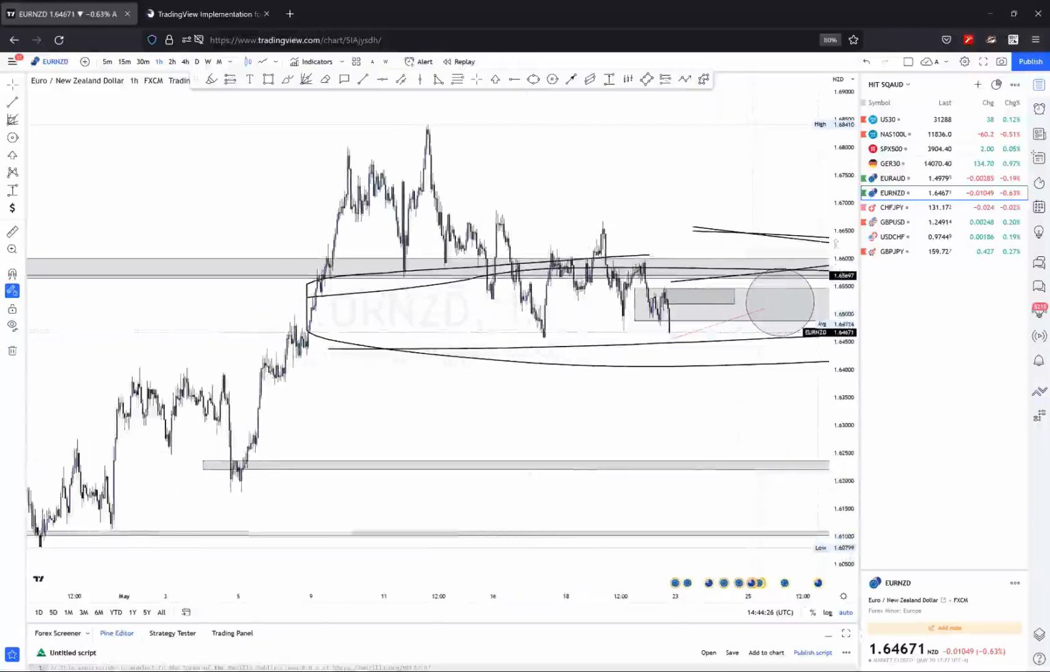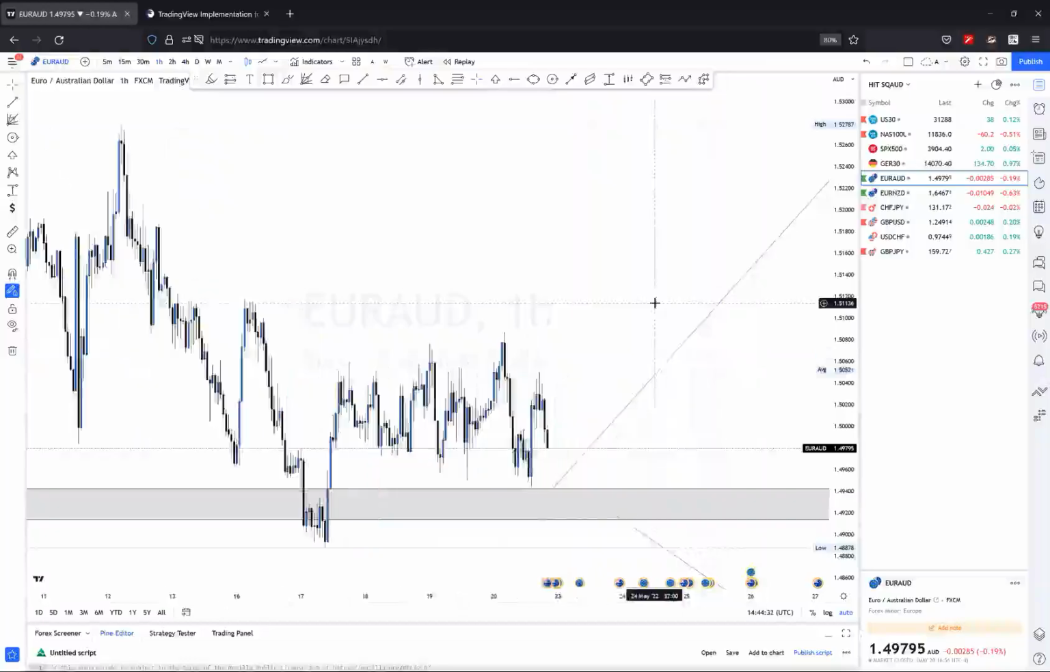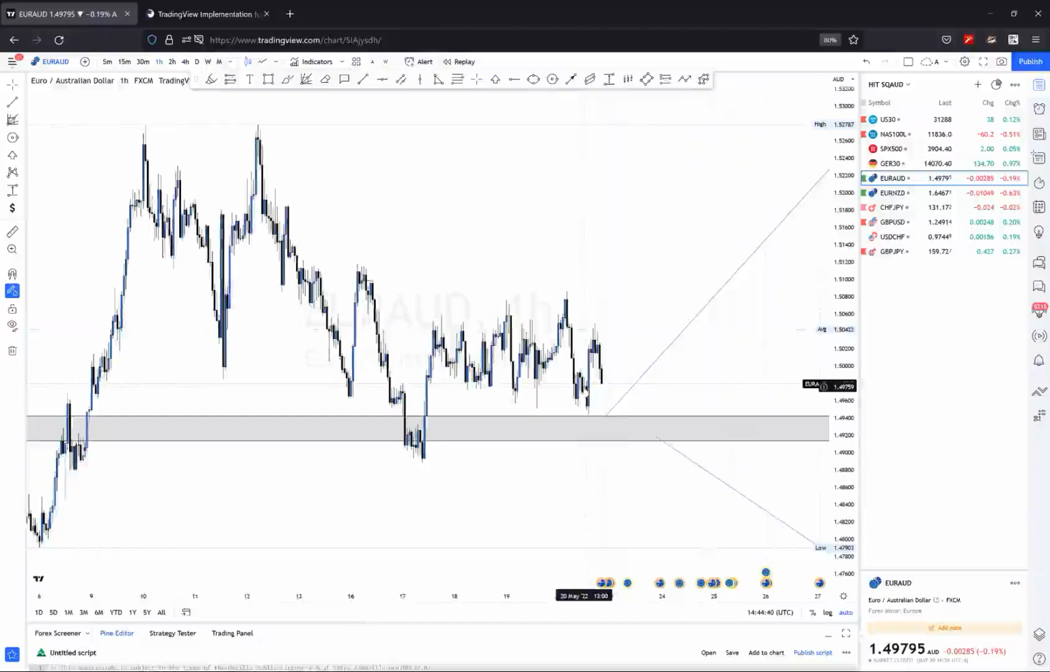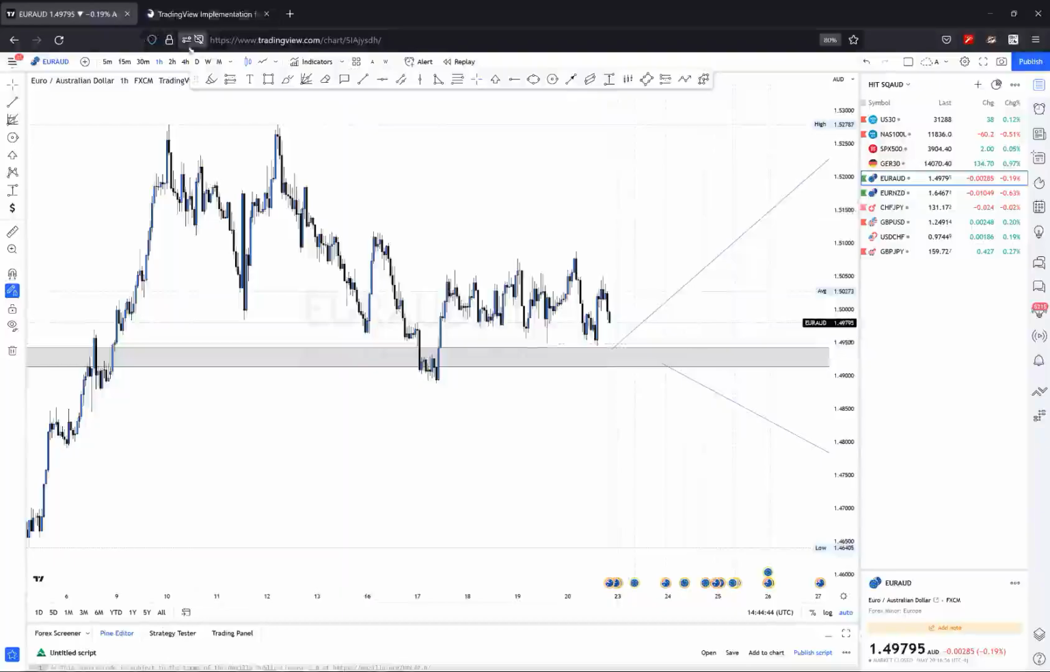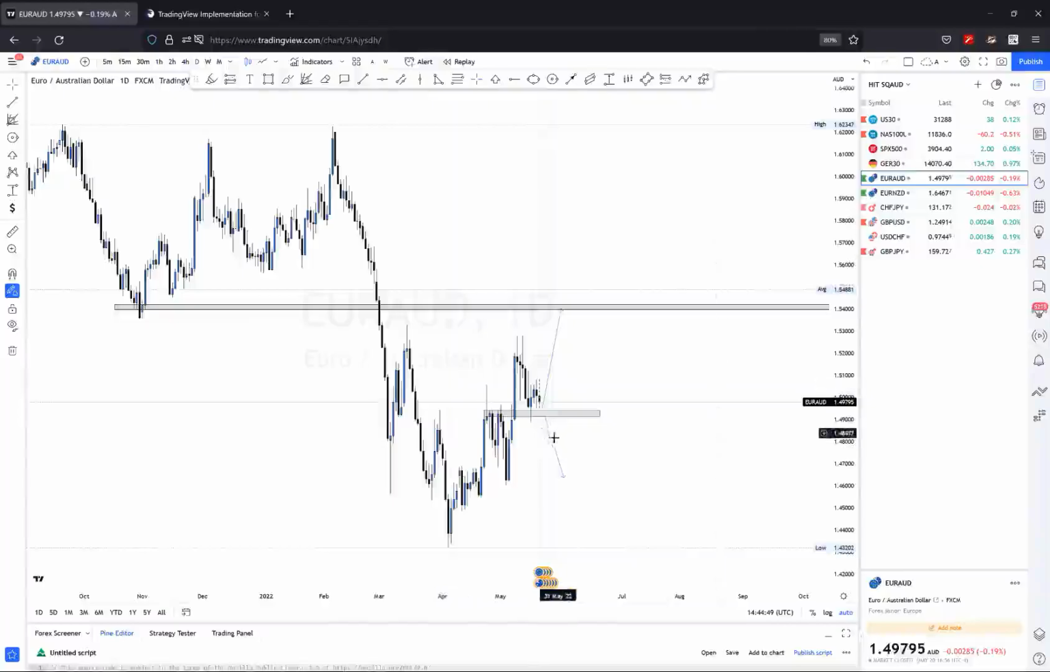So the first one we'll go through would be Euro AUD. So with Euro AUD trade, the trade is not necessarily bad at the moment. So what was the idea behind this trade? So this trade was picked from the daily time frame. So what I was looking at is something of this sort.